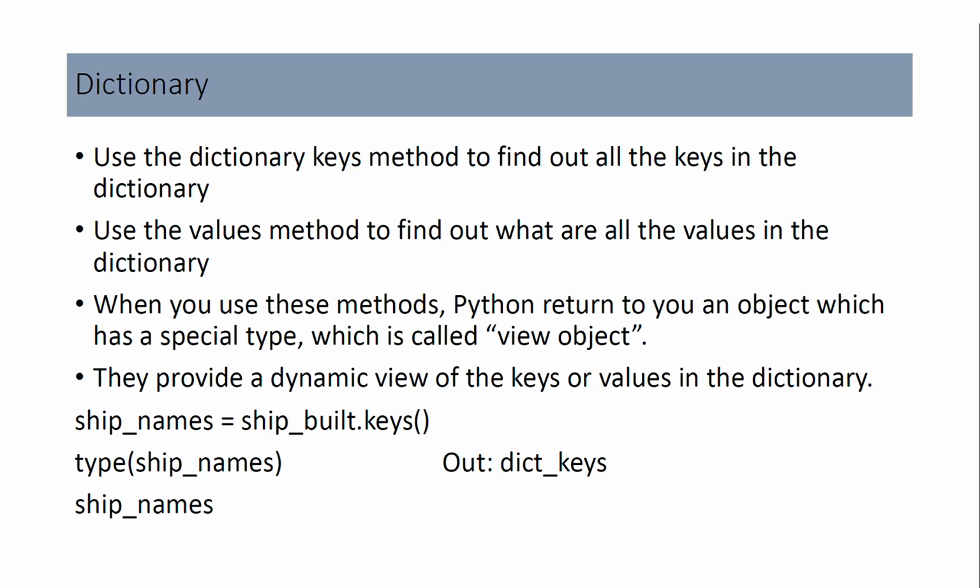For a dictionary, use the keys method to find out what the keys in the dictionary are. Use the values method to find out what the values in the dictionary are. When you use these methods, Python returns an object which has a special type called a view object. They provide a dynamic view of the keys or values of the dictionary. Ship names equals ship name dot keys, right? And then you check the type of ship names. Your output is the dictionary keys view of ship names. So that's how dictionaries are used.